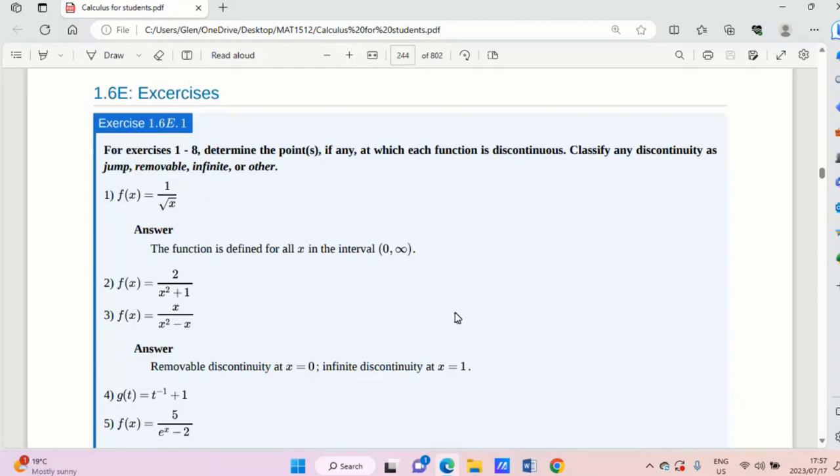Let's write the answer like this. The function g of t is infinitely discontinuous at t equals 0. And for any other value of t aside from 0, the function is continuous. So we don't include 0.